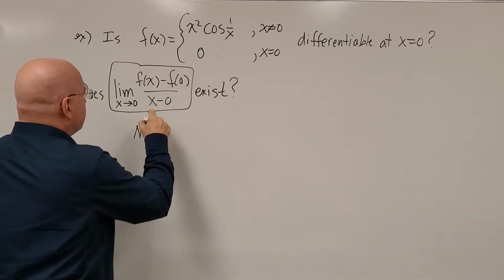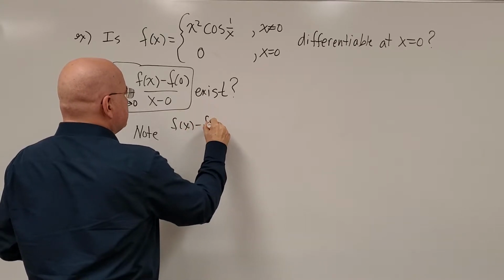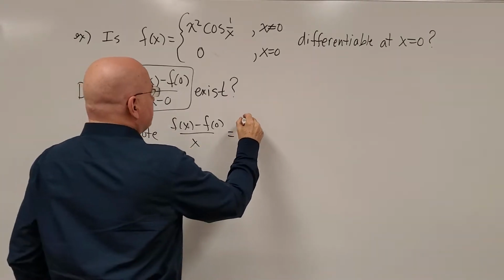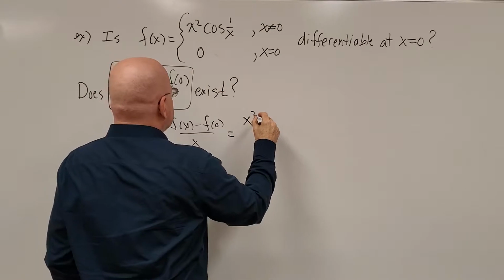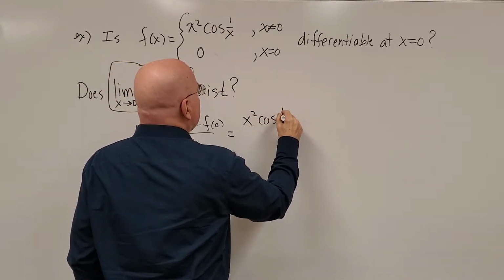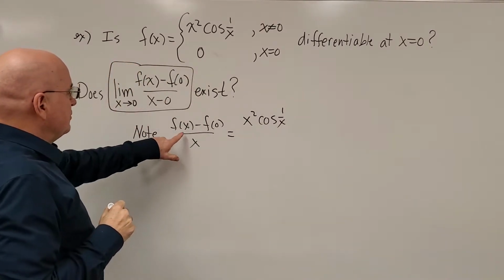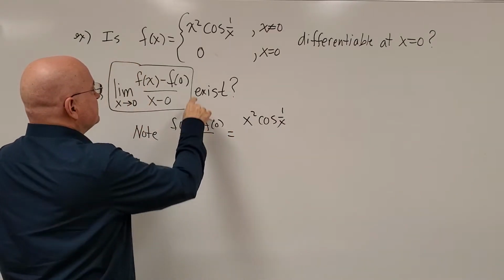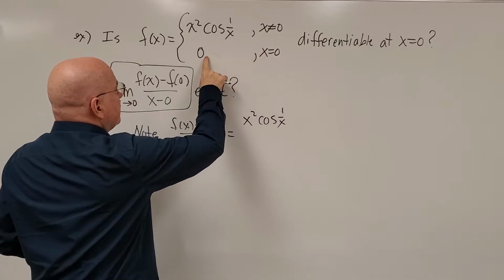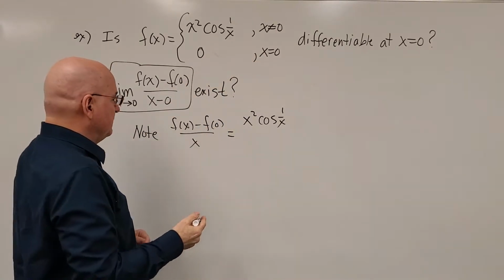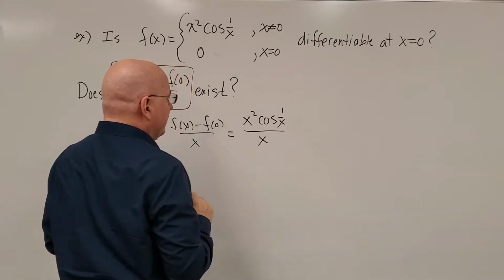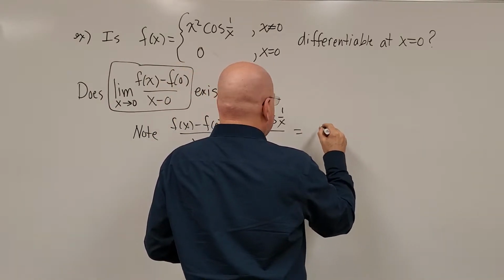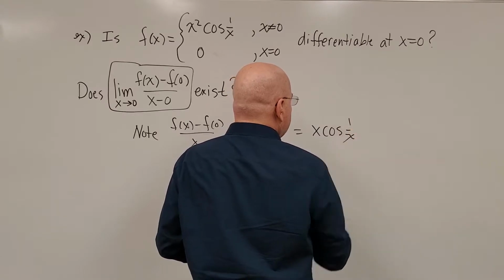Let's note that f of x minus f of 0 over x minus 0, which I'll just write as x, is equal to f of x, which is x squared cos 1 over x. Obviously, this is when x is not equal to 0. And then minus f of 0. But if you plug in 0, you get 0. If x is 0, f is 0. So f of 0 equals 0. So we get minus 0, which I'll leave off, over x. So one of the x's cancels, and we get x cosine 1 over x.